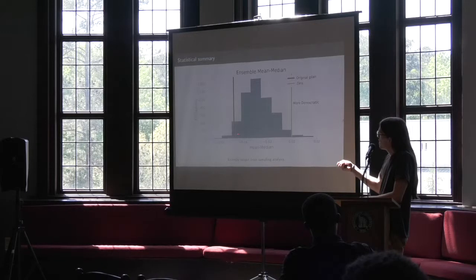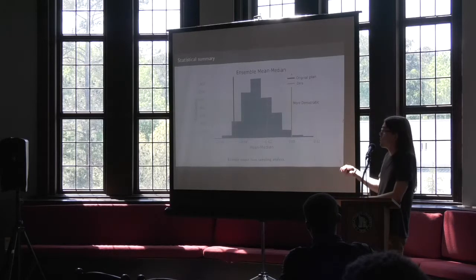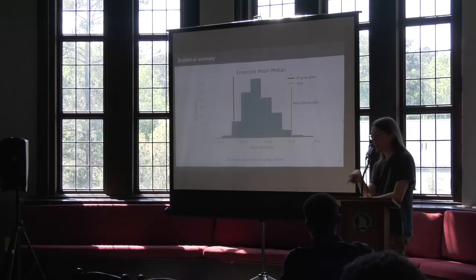Now, this red line here is what the original plan, the current plan, scored when we measured it. So the bulk of the histogram is right here. The red line is a little bit to the left of the bulk of that histogram. It's not way out to the left, but it is a little bit to the left. So we can take that to suggest that maybe this map favors Republicans a little more than usual, because you drew it that way to favor Republicans a little more than usual.